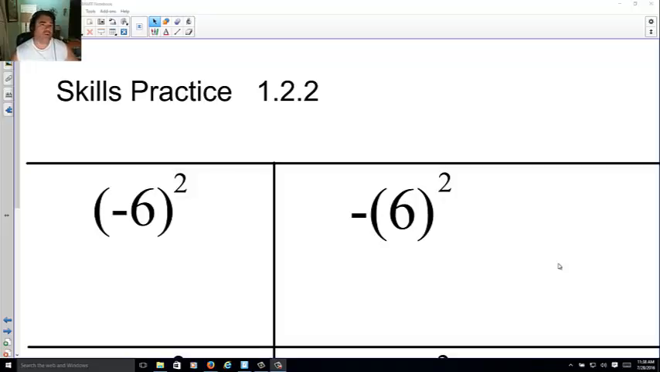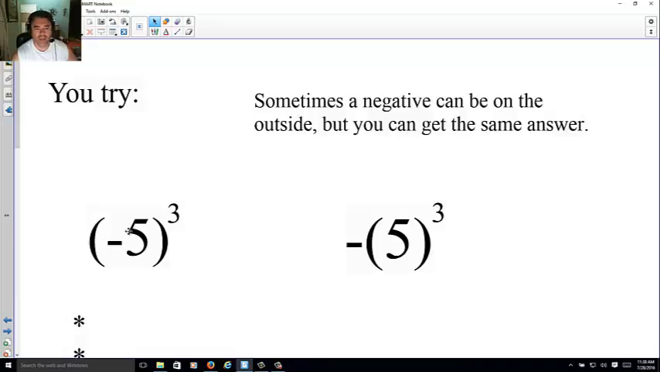So now what we're going to do, if you remember last time, we had just finished talking about when you have a negative on the inside or outside of a parenthesis. Quick reminder that if the negative's on the inside, it would be, in this case, negative 5 to the third power, negative 5 times negative 5 times negative 5, where here you would have 5 times 5 times 5, and then the negative would come after.